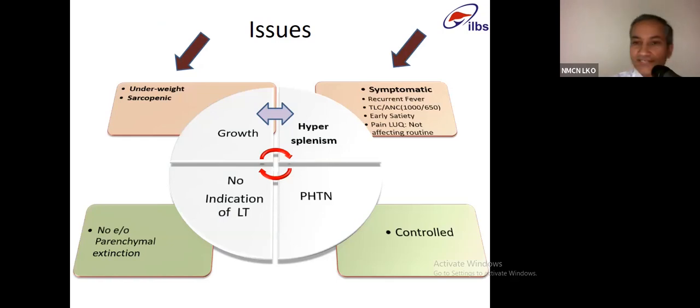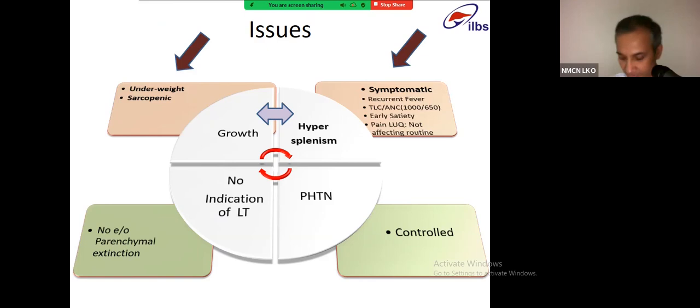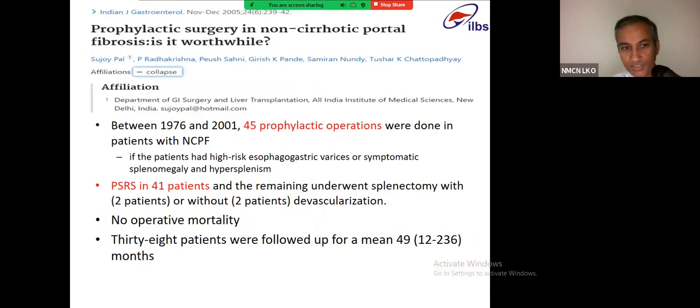So this particular case had issues related to the spleen. He was underweight, he had recurrent fever, early satiety related to the spleen, and also pain in the left upper quadrant. There was no evidence of parenchymal extinction. The synthetic functions of the liver were normal. So what were the options? We considered prophylactic surgery.